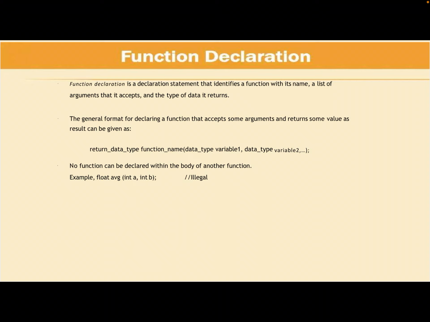First you are supposed to give the type of the data it has to return, followed by the function name and a list of arguments or variables within the round brackets. No function can be declared within the body of another function. This we are supposed to remember. Here float is the data type of the function, average is the name of the function, and int a and int b are the arguments. This is considered illegal because the return value is float but the data type value is taken as integer here.